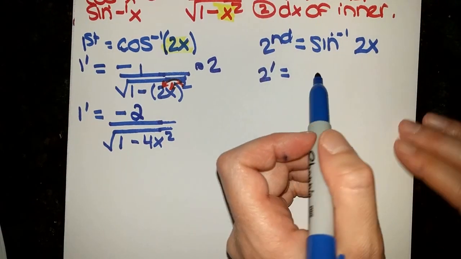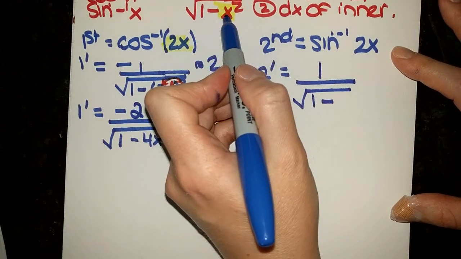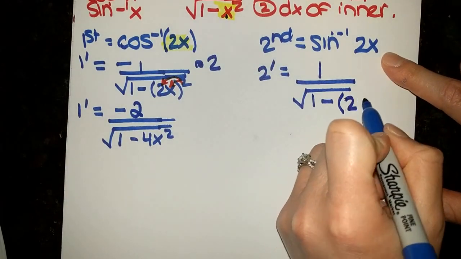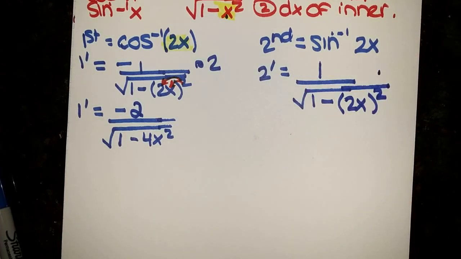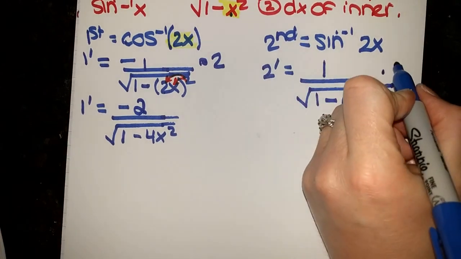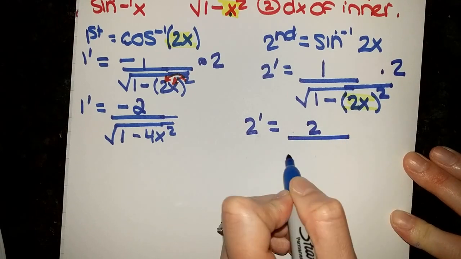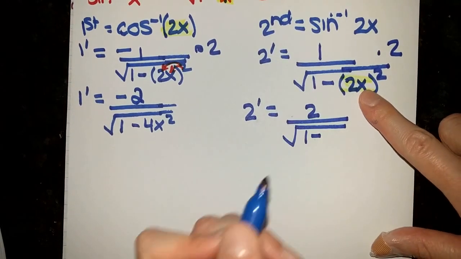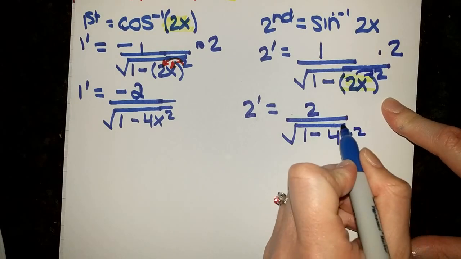All right, now our second function's derivative, again, same structure. We have 1 minus, and then our inner function, which is 2x quantity squared. And then we multiply that by the derivative of our inner function, which will be 2. Okay, so our second function's derivative is looking like 2 over the square root of 1 minus, and then again, this parentheses, we distribute the 2 to both of those, so 4x squared.